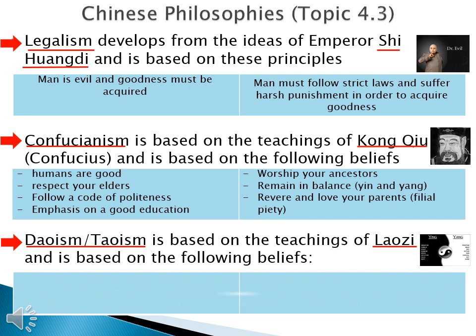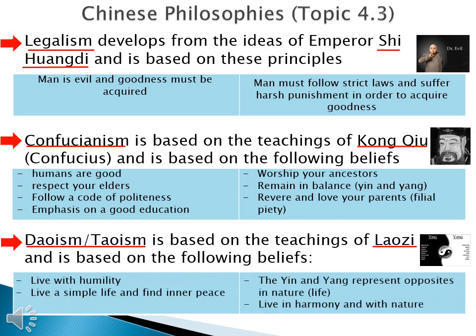Taoism is based on the teachings of Lao Tzu, and it's based on these beliefs. Live with humility, live a simple life and find inner peace. The yin and yang represents opposites in nature or in life, and live in harmony with nature.